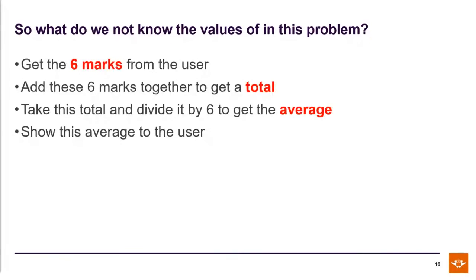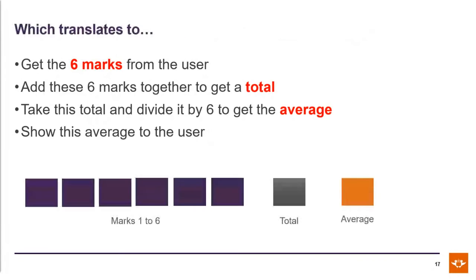Okay. So this is ideally what that looks like. So at the bottom here, let me just get my highlighter. At the bottom here, we have space 1 all the way till space 6 for the marks. Then we have the total itself, and then we have the average. Okay. Everyone's okay with that? Everyone's happy with these variables and how we got to them?